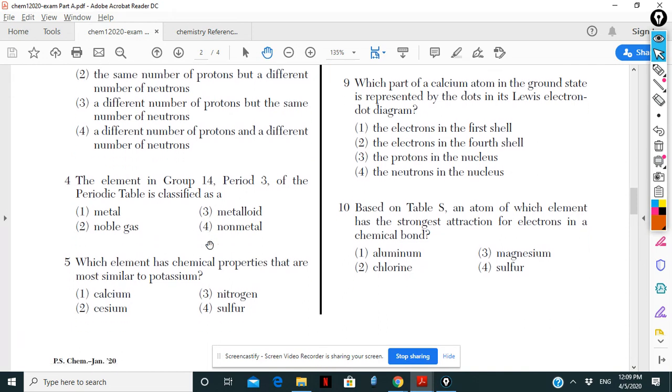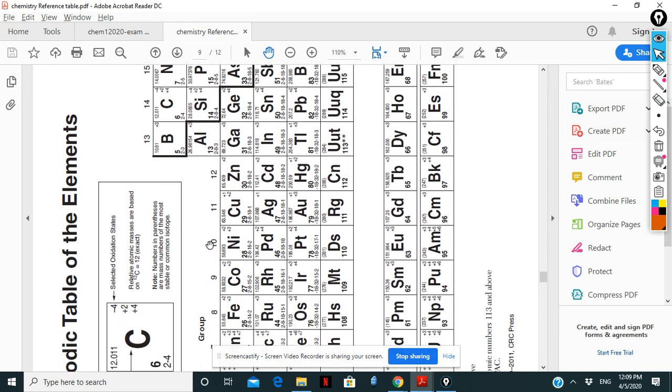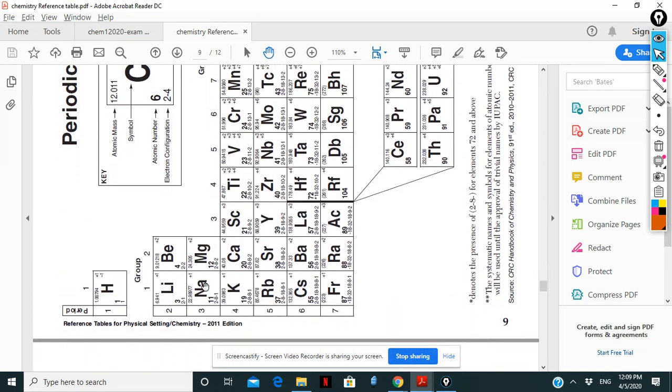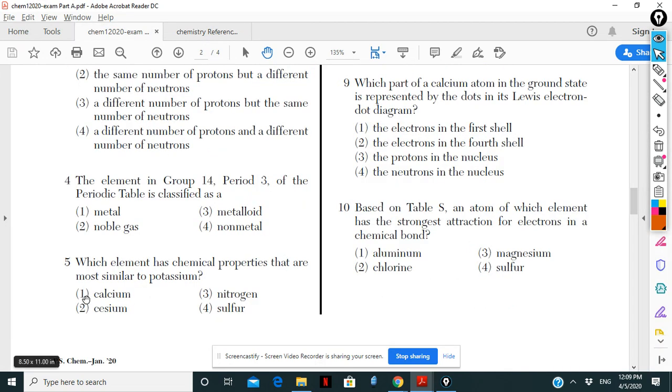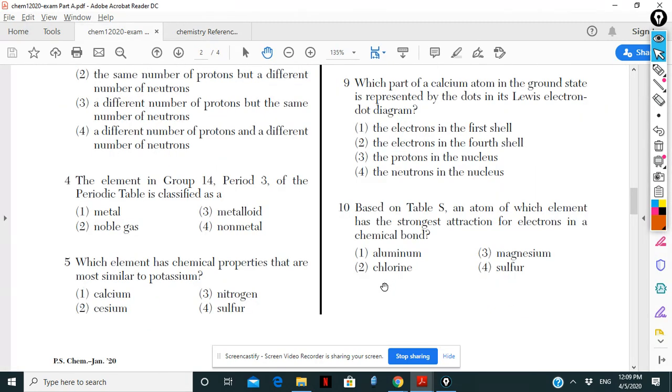Question number 5. Which element has chemical properties that are most similar to potassium? To have the same chemical properties, it should be in the same group. So I'm going for potassium. Where is the potassium? Potassium is here. So it should be either cesium, rubidium, sodium, or lithium. Calcium is in group number 2. Cesium is group number 1. So the answer is 2.